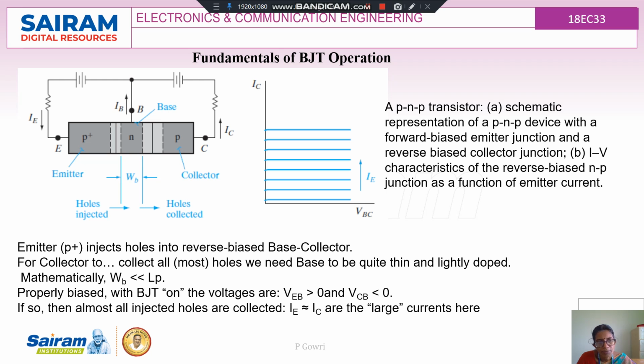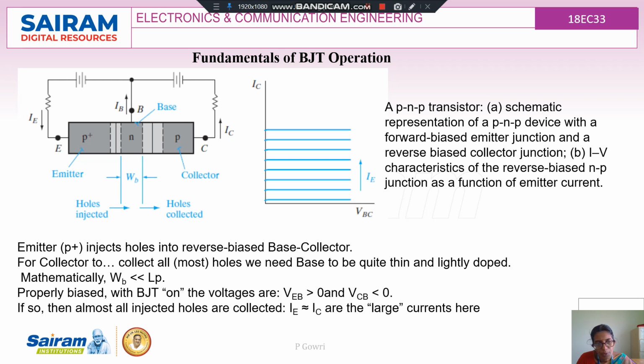The current flowing is due to the holes only, because the electrons flowing from the collector to the base and from the base to the emitter should be of very less strength. Normally, to reduce the recombination and to improve the efficiency of the transistor, our N region will be very lightly doped.